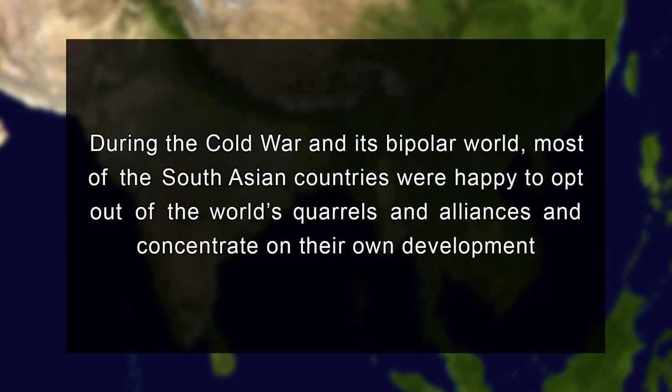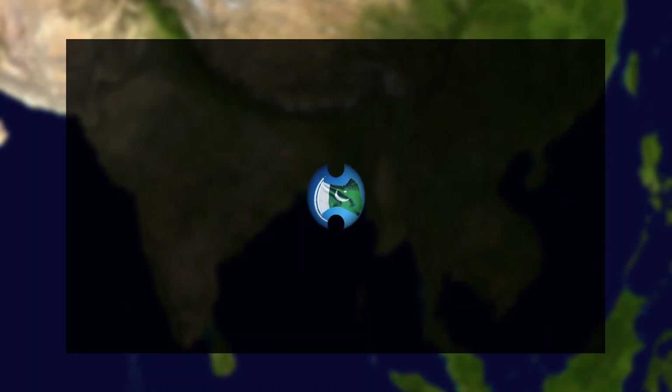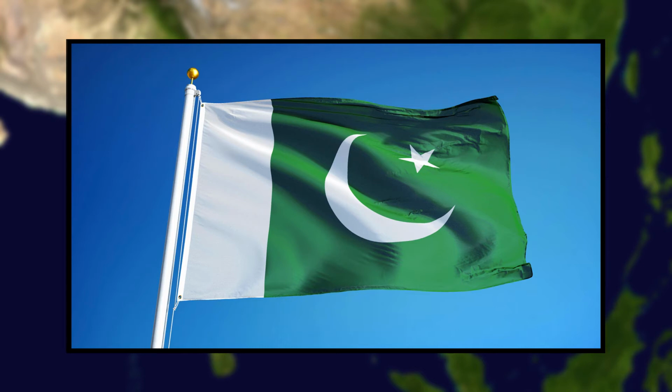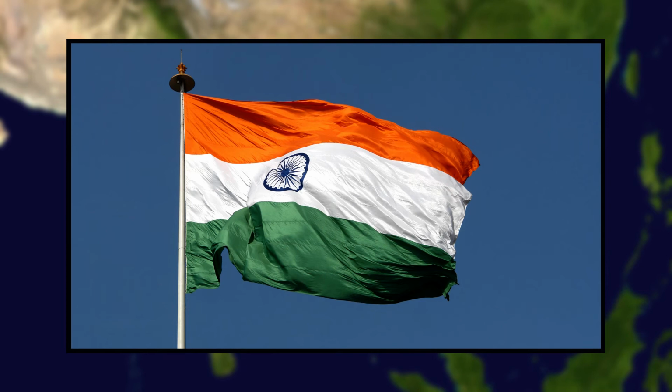During the Cold War and its bipolar world, most of the South Asian countries were happy to opt out of the world's quarrels and alliances and concentrate on their own development. Every South Asian country was non-aligned in practice, except Pakistan. For Pakistan, with an identity deficit which saw itself as gaining its independence from India, joining a great power or an alliance and seeking outside support was a way of seeking parity with a much larger India. This remains a Pakistani imperative despite fundamental changes in the international situation since the end of the Cold War.